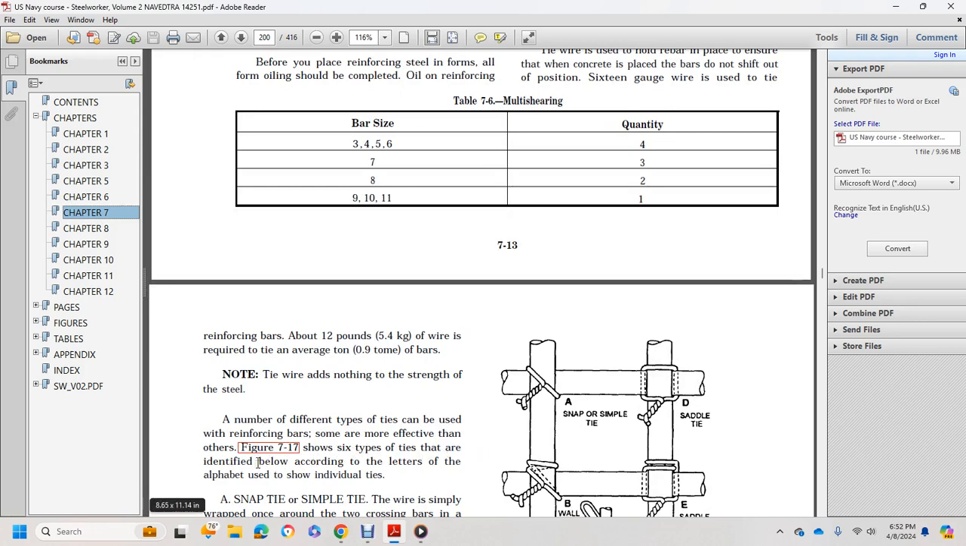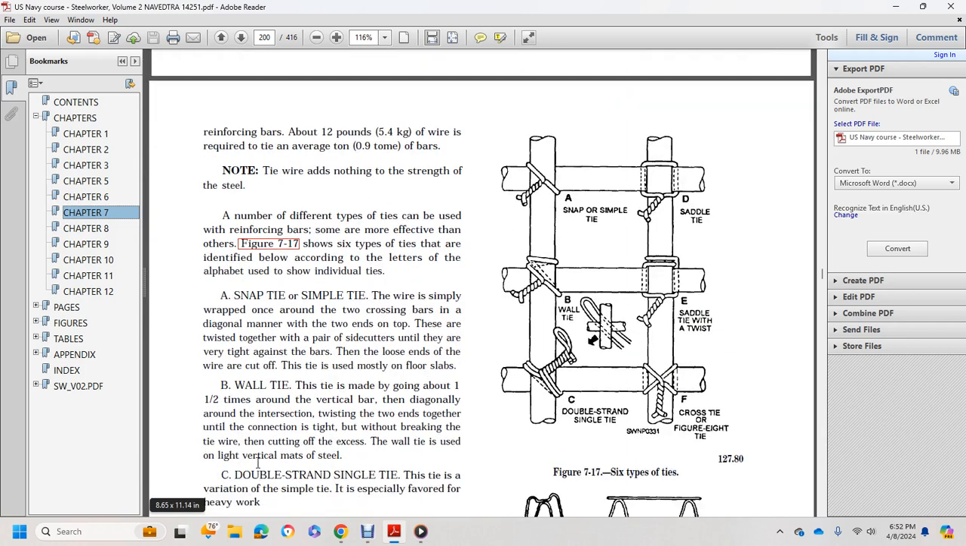According to the letters of the alphabet, the individual ties: A, snap tie, or simple tie. Wire is simply wrapped once around the two crossing bars in a diagonal manner, with the two ends twisted together with a pair of side cutters until they are very tight against the bars. Then the ends of the wire are cut off. This is usually used mostly on floor slabs.